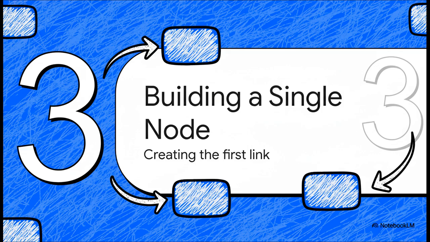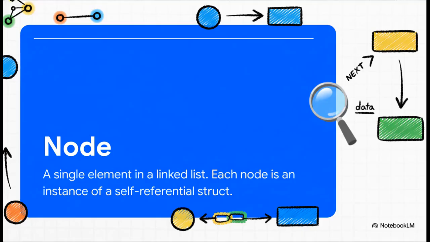Okay, so we've got our blueprint for this awesome self-pointing container. Now it's time to actually fire up the factory and create the very first piece of our linked list. And we have a special name for this little building block. It's called a node. That's all it is, a single instance of that self-referential struct we just designed.